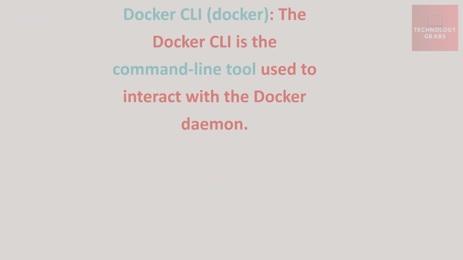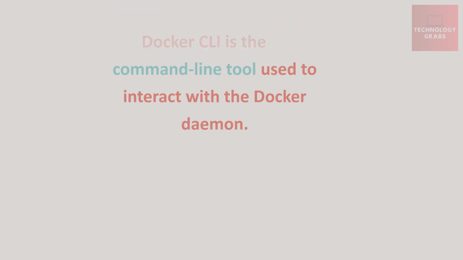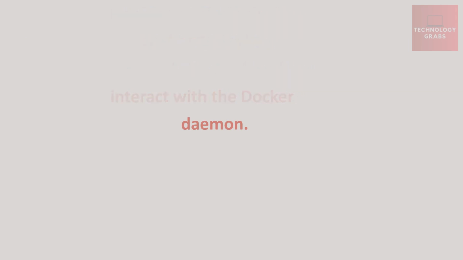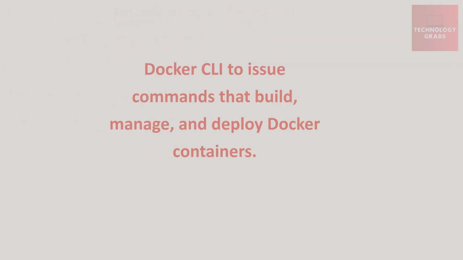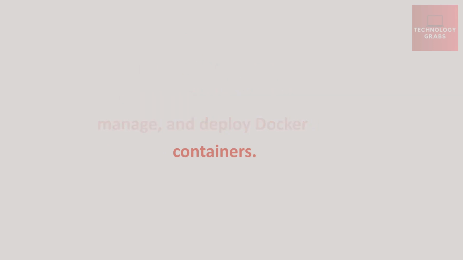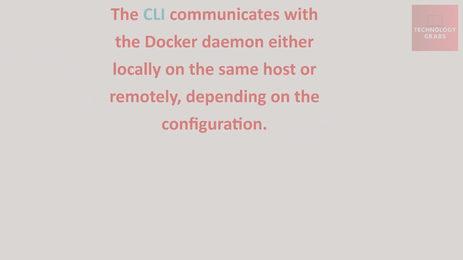Docker CLI, docker. The Docker CLI is the command line tool used to interact with the Docker daemon. Developers and system administrators use the Docker CLI to issue commands that build, manage, and deploy Docker containers. The CLI communicates with the Docker daemon either locally on the same host or remotely, depending on the configuration.